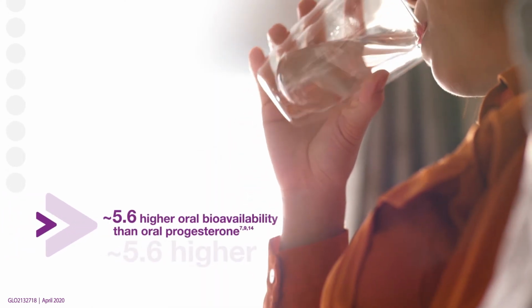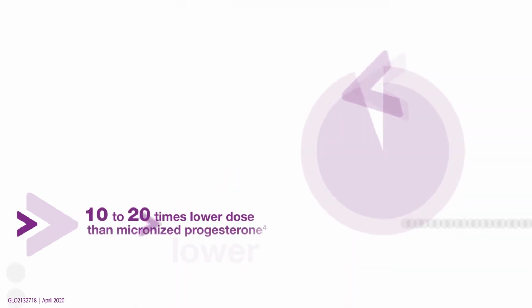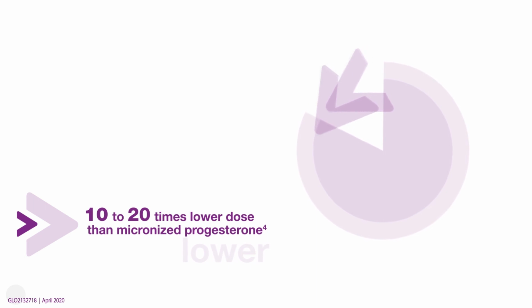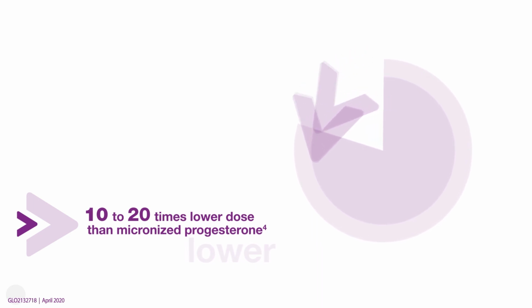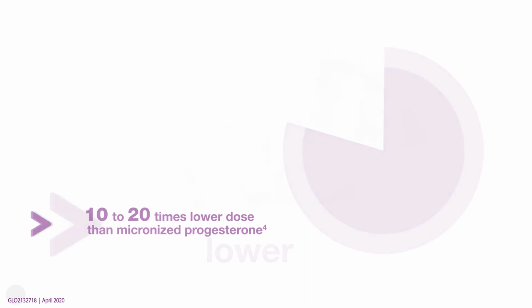Duphaston, containing 10 mg dydrogesterone in each tablet, is formulated to have good bioavailability, enabling convenient, patient-friendly oral administration. Improved oral bioavailability and the receptor agonist activity of its metabolites cause secretory transformation of the endometrium, progestational activity, at a dose 10 to 20 times lower than micronized progesterone.